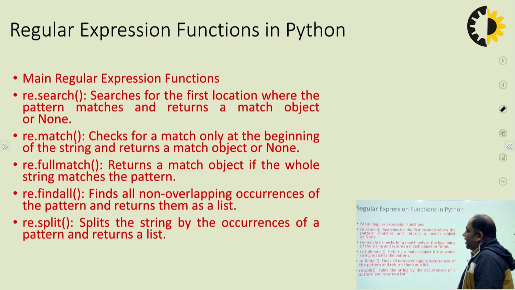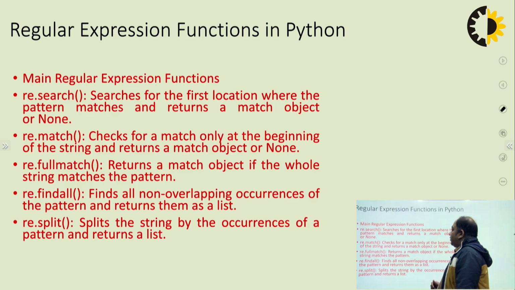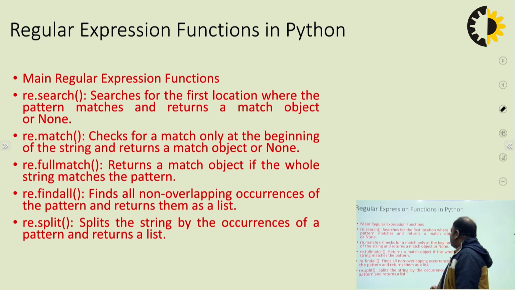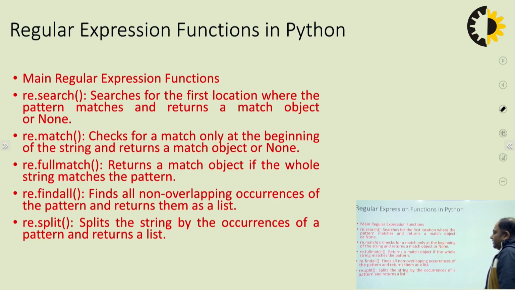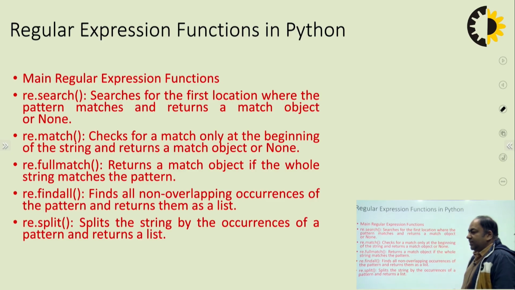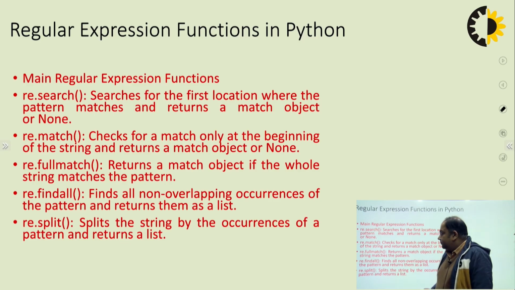So first I start with re.search. It searches for the first location where the pattern matches and returns a match object. re.match checks for a match only at the beginning of the string and returns a match object or not. re.fullmatch returns a match object if the whole string matches the pattern. re.split splits the string by the occurrences of the pattern and returns a list.